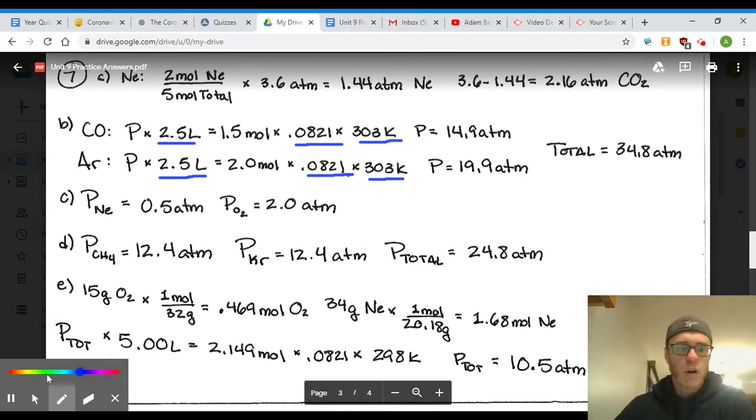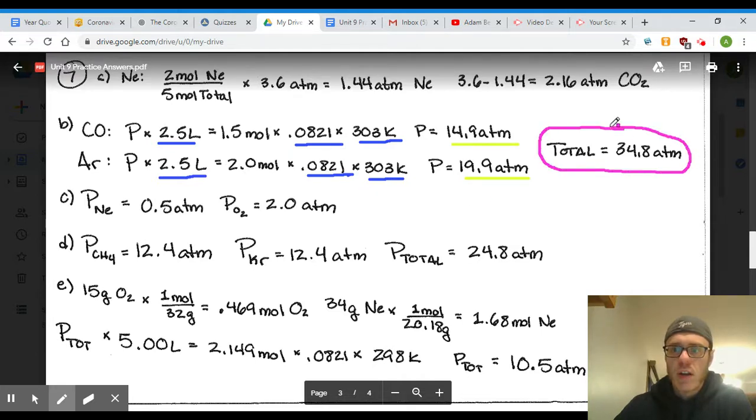Once we walk through and do our algebra, we see that carbon monoxide has a pressure of 14.9 atmospheres, whereas argon has a pressure of 19.9 atmospheres. And if we want the total pressure, the only thing we have to do is take both of those values, add them together, and we get a total pressure of 34.8 atmospheres.